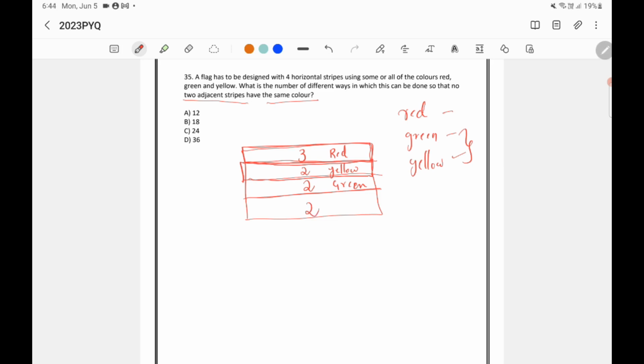So how many total possibilities are there? 3 into 2 into 2 into 2. That is 6 into 4, 24. So option C is the right answer. Okay.